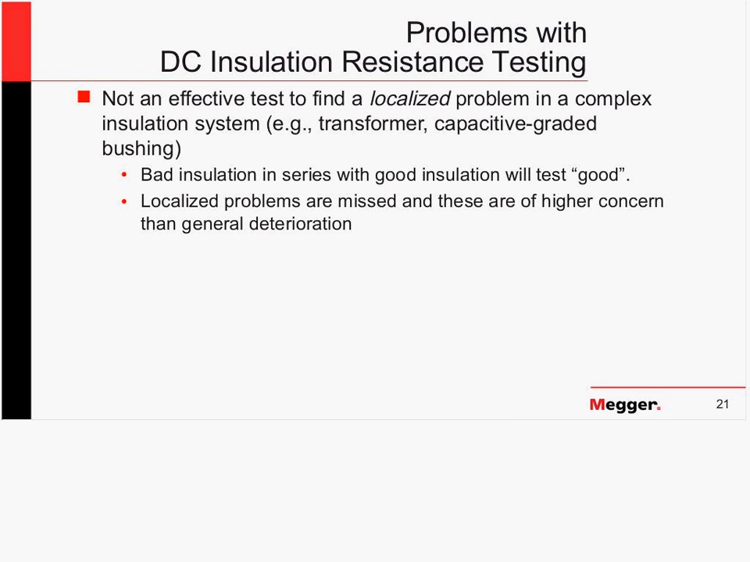And DC insulation resistance testing, on a complex system, doesn't have the ability to see that bad insulation. If bad insulation is in series with good insulation, it's still going to test good because conductivity will be held to minimal with the good insulation. So it's hard to see a localized problem doing a DC insulation resistance test.